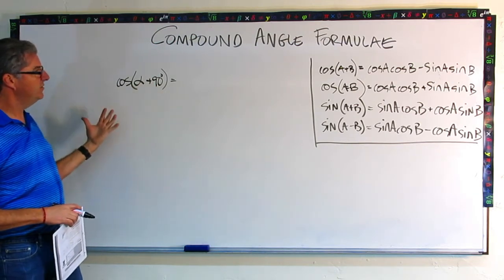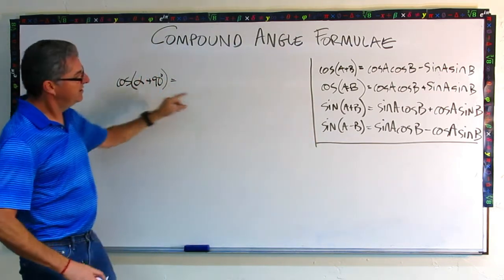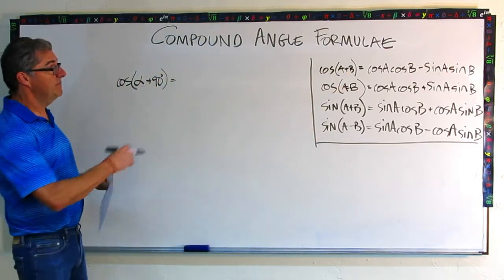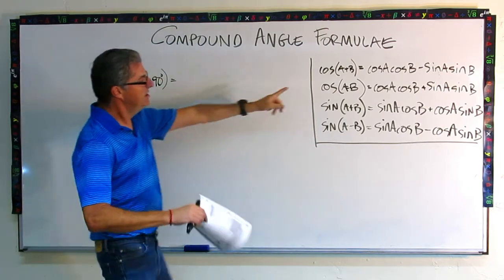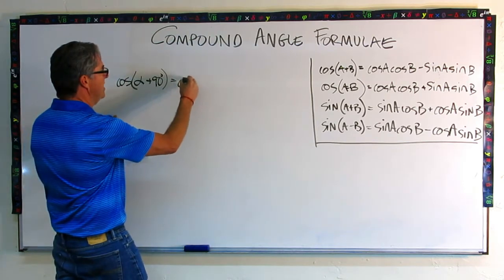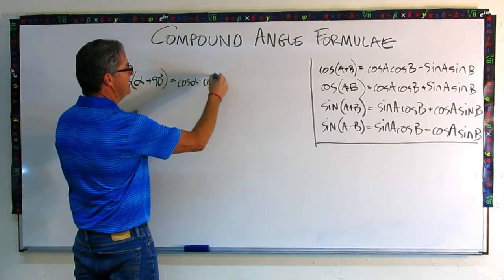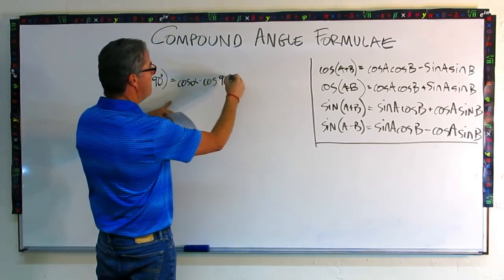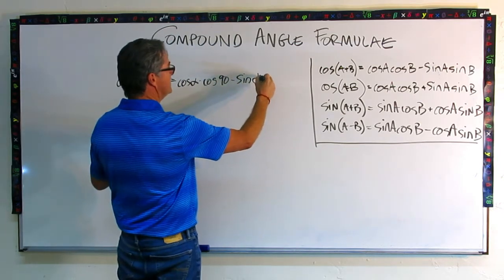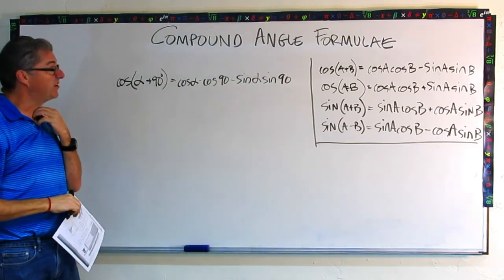So the first thing I'm going to do is take a look at which one of these 4 rules applies. Cosine, it's one of the first 2, and it's A plus B. I have alpha plus 90. So now I'm going to write it out. I'm going to substitute in my values here in this expression over there and see what we can do. Okay, so this becomes cosine alpha times cosine 90 minus sine alpha times the sine of 90. And you might be seeing where this is going.